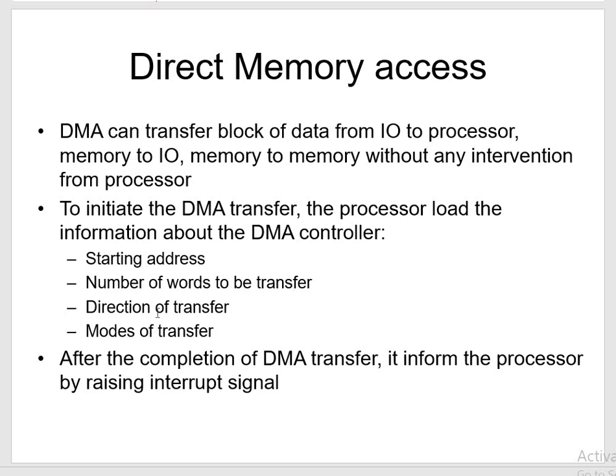Once the process of the DMA is completed, it will inform the processor by raising an interrupt signal. Once the processor receives the interrupt signal raised by the DMA, it means the process the DMA wanted to perform is over. Then the processor will resume control of its data, address, and control buses.